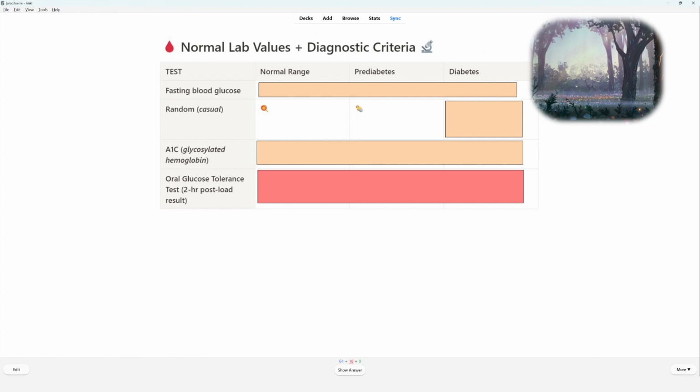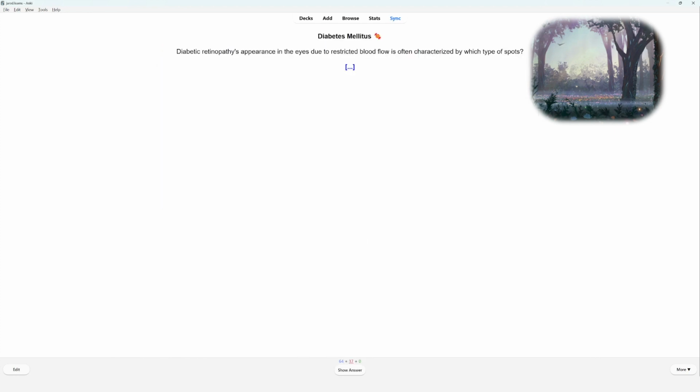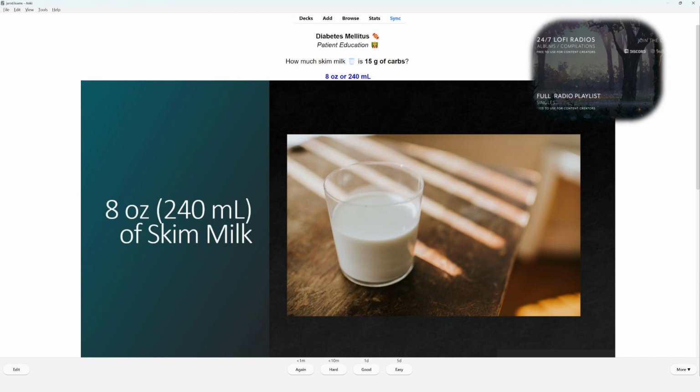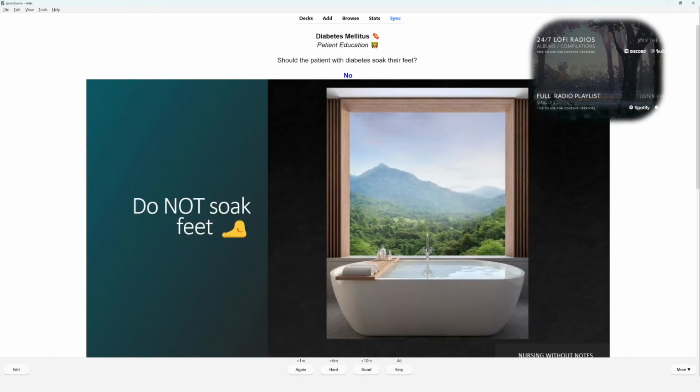Under 140 to 199, over 200 for diabetes. Cotton wool spots. 8 ounces for the skim milk. Never soak their feet if you're diabetic.